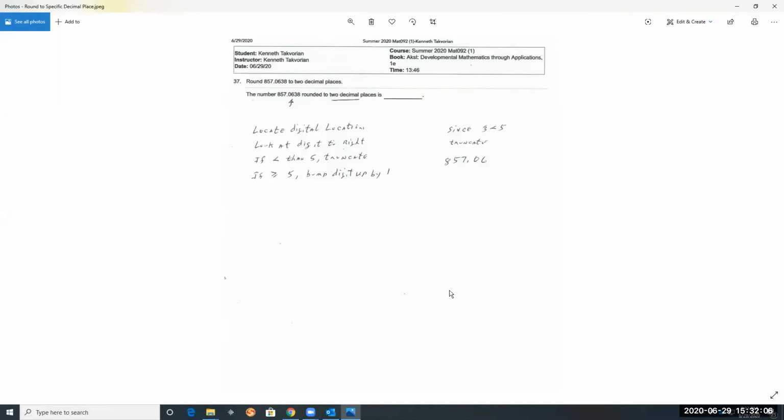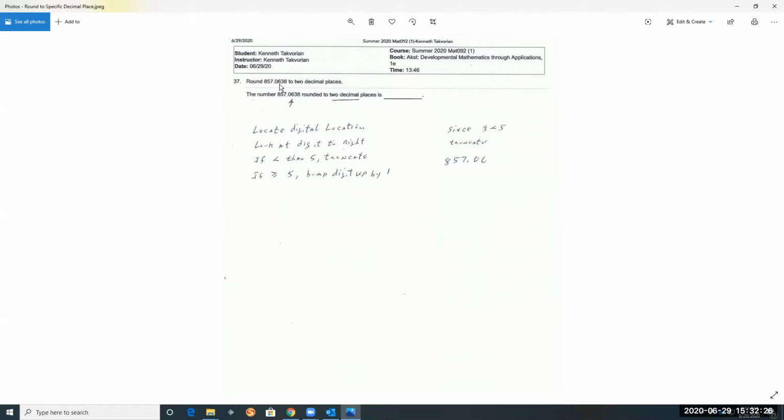Let's look at a few examples from Chapter 3 on decimals. This problem says round 857.0638 to 2 decimal places. Well, 2 decimal places is where the 6 is. So we want to locate the digit location we're rounding to.